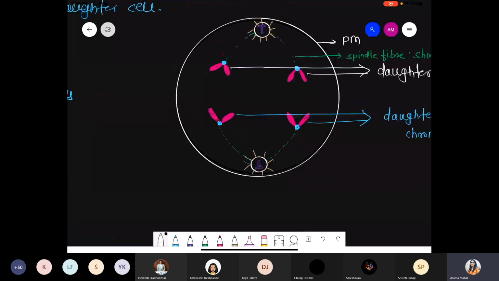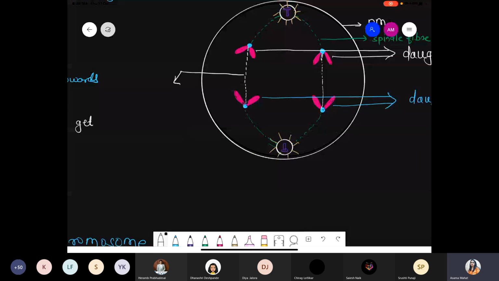So what is the meaning of the interzonal fiber? Now there is some fiber which is formed between two daughter chromosomes, like this dotted line. So these are the white color fibers which get formed between two daughter chromosomes. These are called the interzonal fiber.